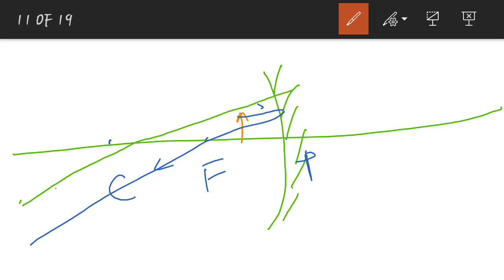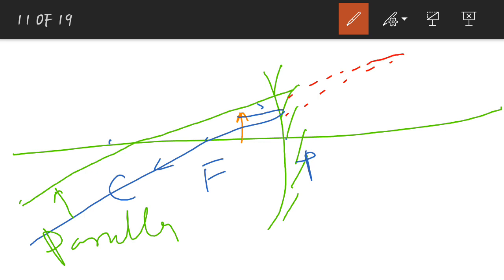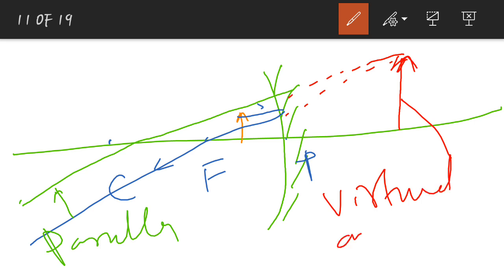If you see here, these two lines on this side are almost parallel, but here something is there. So what we can do is extend this line. If we extend this line, they are going to meet at this point. So at this place the image is going to form. This we call a virtual and erect image.